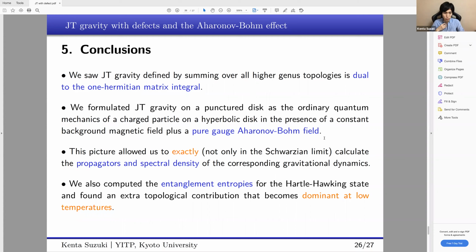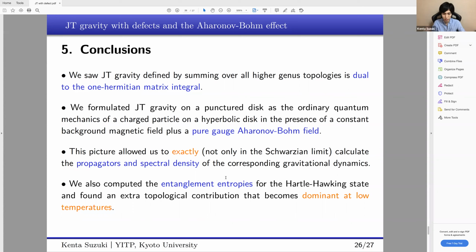And then we solved such a quantum mechanical system exactly, namely not only the Schwarzian limit, which corresponds to a low temperature limit, but also for generic temperature. And then we computed the corresponding propagator, spectral density, and partition functions.